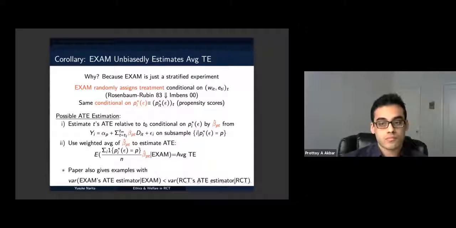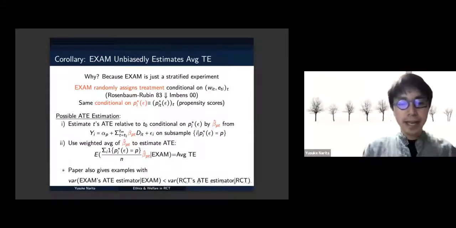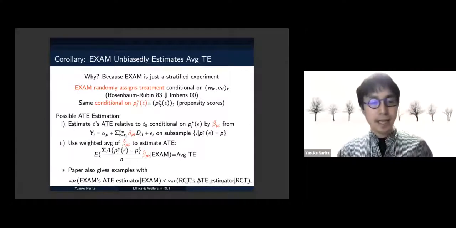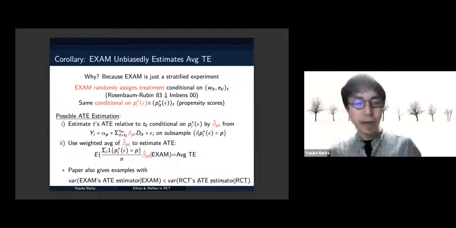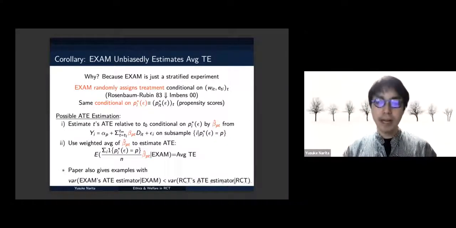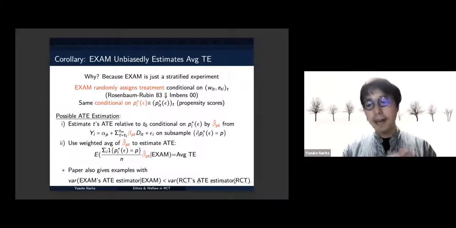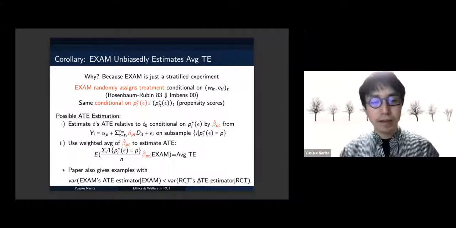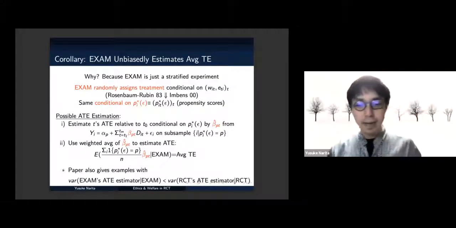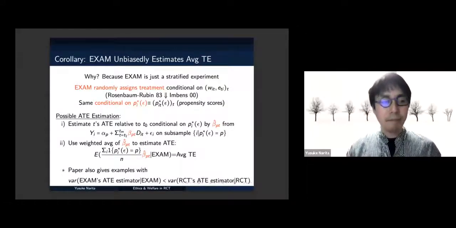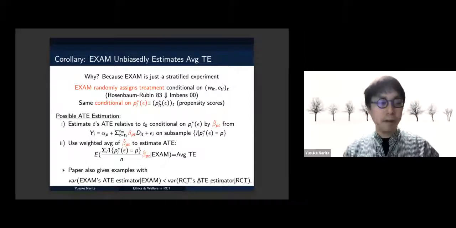And one observation is that even in terms of variance, it is not necessarily the case that exam is worse than RCT. In fact, there are certain situations where exam's average treatment effect estimator is more precise than RCT's usual average treatment effect estimator. But in general, the variance comparison between exam and RCT remains ambiguous and remains to be an empirical question.